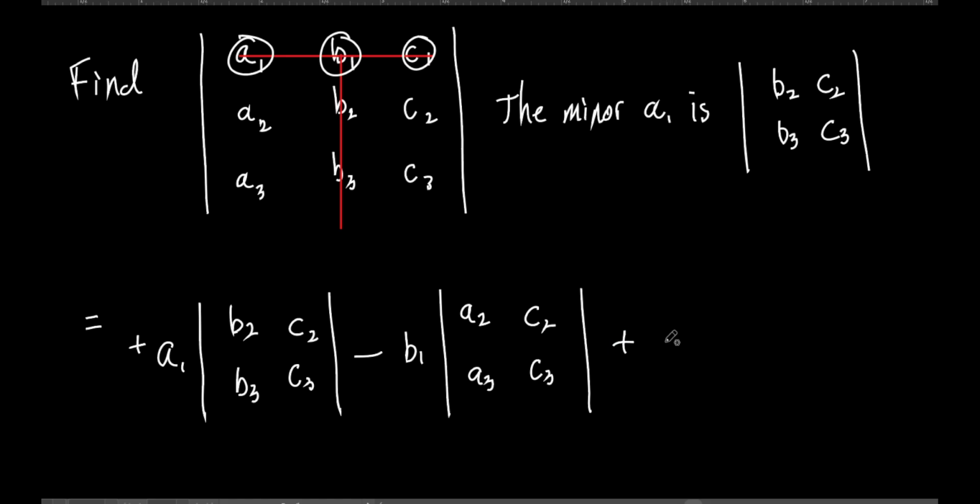Plus what? What do you think's next? C1. All right. You getting the idea? Yeah, just move it over. Okay, so we get rid of that. And then, now what's left over? A2, B2, A3, B3. Right.